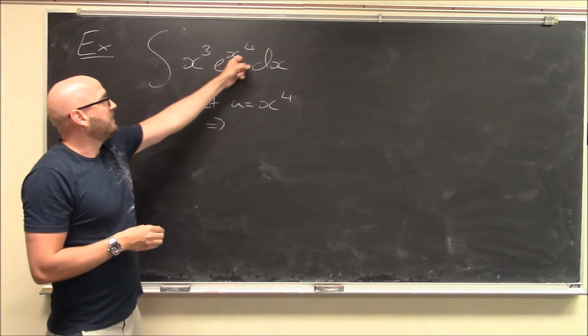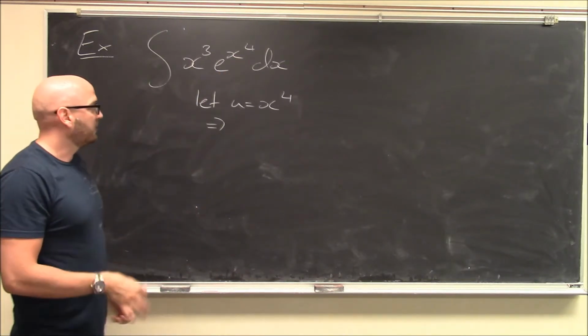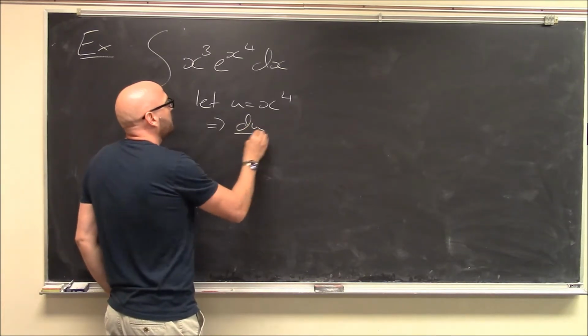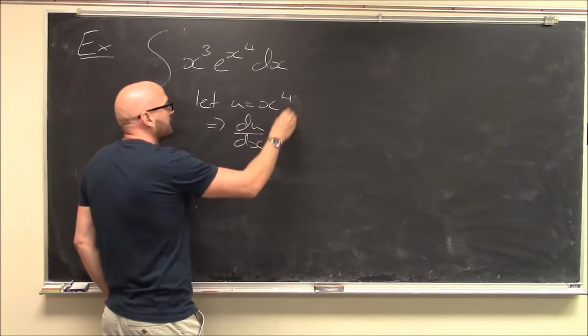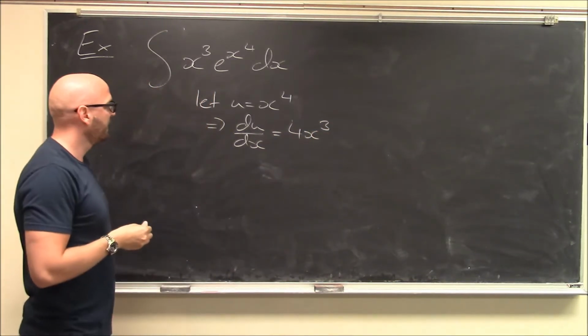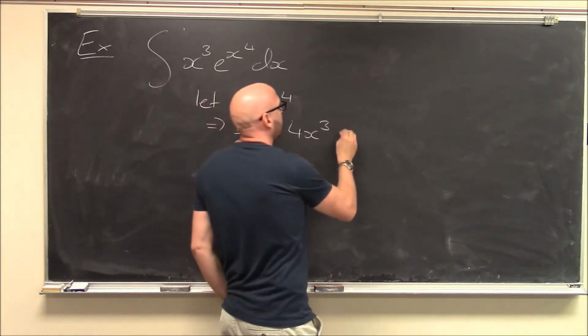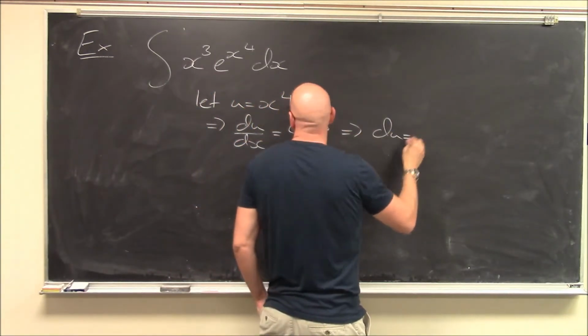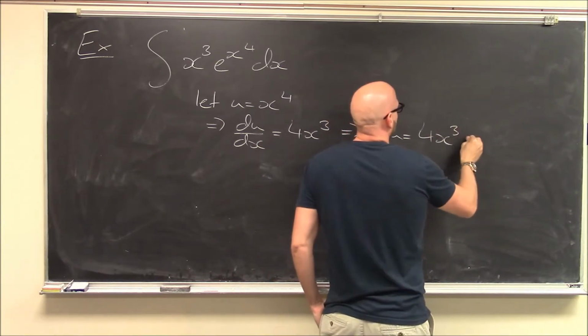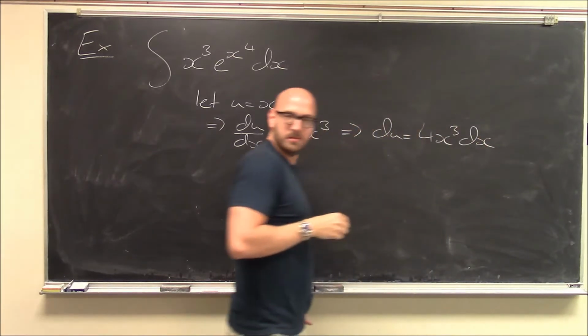Alright, so that's going to become e to the u. What did we do in the last example? We solved for du. We had to figure out what du was. So du over dx, the derivative of u with respect to x, is 4x cubed. And that means that du, if I just solve for du, multiply both sides by dx, is 4x cubed dx.